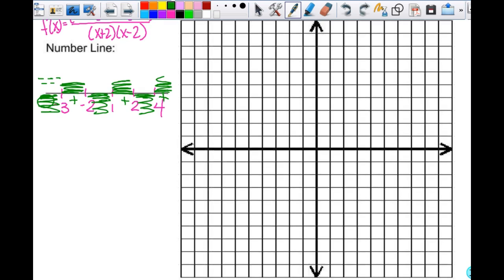All right, so on my graph then, I'm going to graph my roots, which are at negative 3, 1, and 4. My vertical asymptote at negative 2 and at 2. And no tangency or togetherness, no horizontal asymptote, slant asymptote, y equals x minus 2.